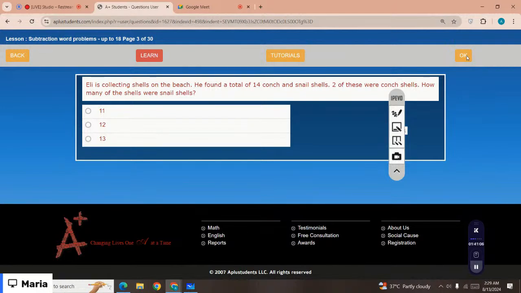That's 14 take away 2 is 12. So 12 of them were snail shells. The correct option is 12.